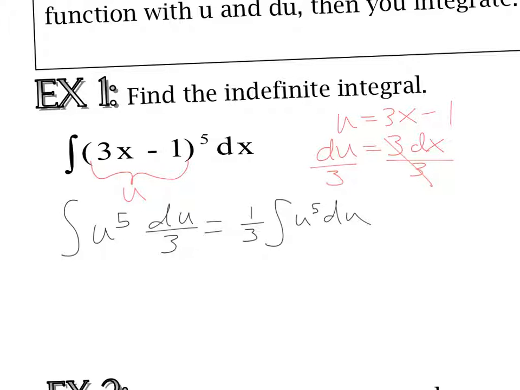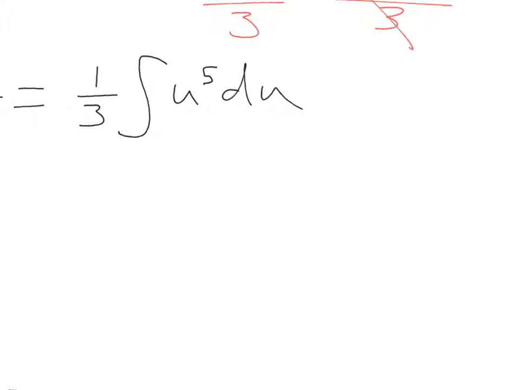All right. Well, now we can go ahead and do the same thing that we were doing before. We just take the antiderivative. It's pretty basic here. So this would be 1/3. I'm just going to leave it out front. And now u to the 5th becomes u to the 6th divided by the new exponent of 6. And of course, plus some constant c.